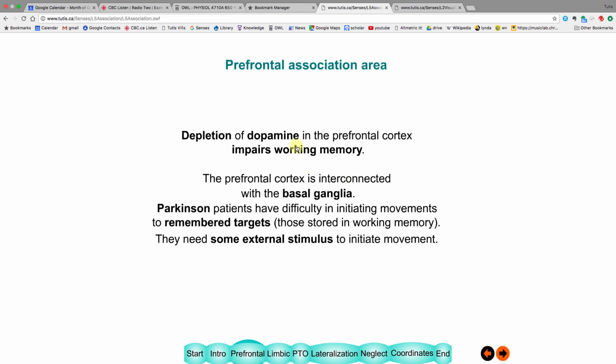Now, this area is very dependent on dopamine, and not having any dopamine impairs working memory. And people with Parkinsonism have trouble remembering things in their short-term memory. And many people with old age, Alzheimer's, also have the same trouble. And so with Parkinson patients, for example, they have trouble initiating movements, and they need triggers.